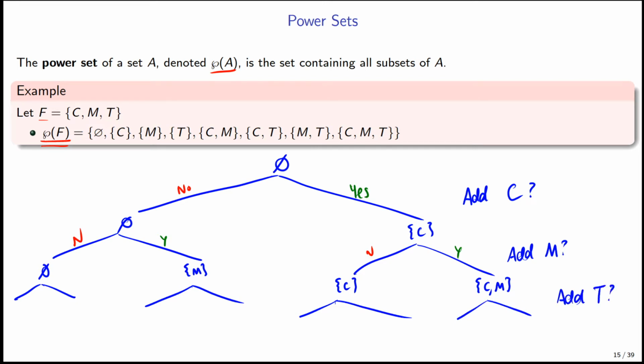Do we want to add Tim to our set? All of our right branches are going to be yeses, and all of our left branches are going to be no's here. Okay, so with the empty set, if we don't add Tim, we're just left with the empty set. If we do add Tim to the empty set, then our empty set is no longer empty.